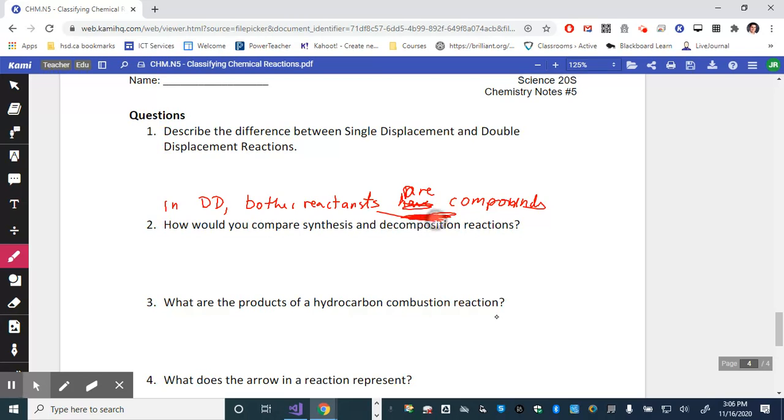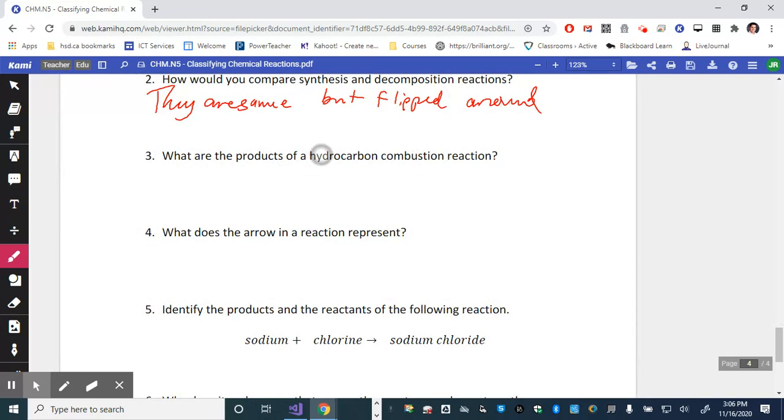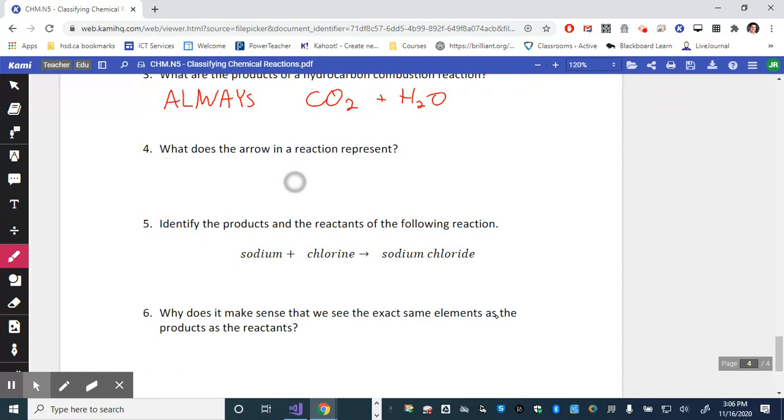How do you compare synthesis and decomposition reactions? They are the same, but flipped around. Hopefully you can see that. What are the products of a hydrocarbon combustion reaction? Always CO2 and H2O. What do the arrows in a reaction represent? That a reaction took place.